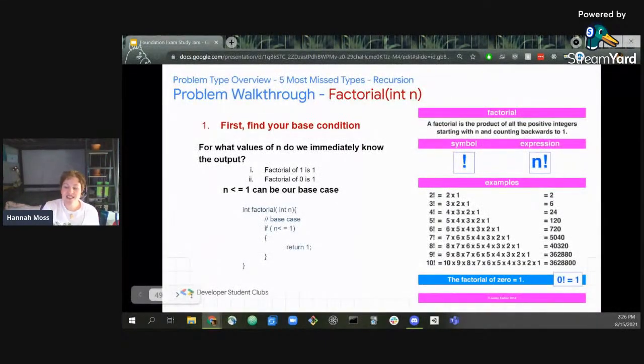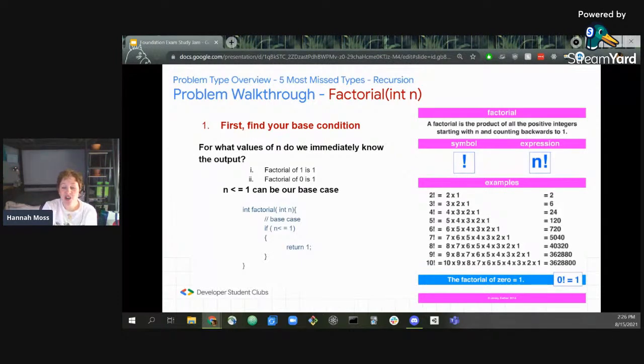So now let's use our steps on a problem. And the problem we'll be going over today is how to find the factorial of an integer. So the visual on the right gives a bit of an explanation of what this means. So let's talk through that first. So a factorial is the product of a number times all values less than it down to 1. For example, the factorial of 4 is 4 times 3 times 2 times 1, or 24.